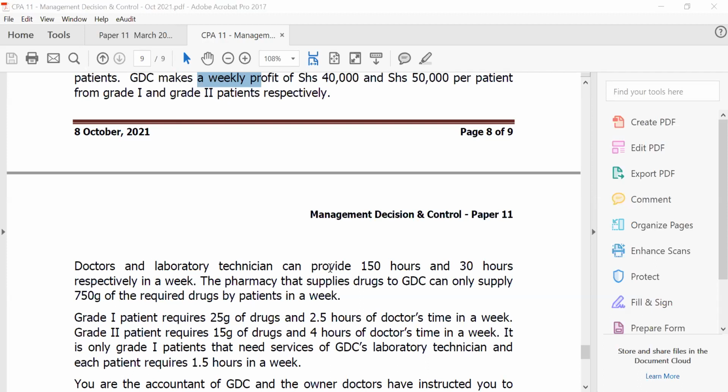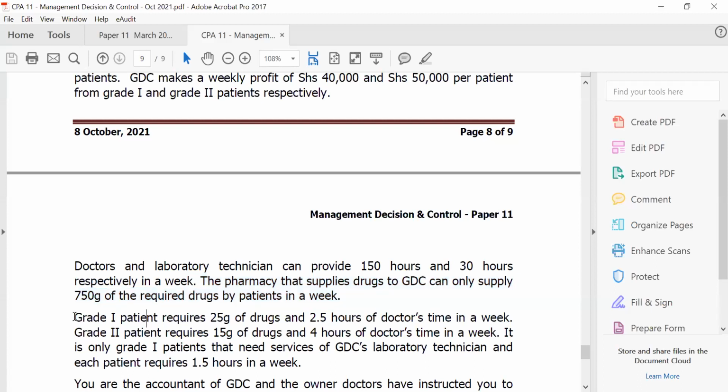So they proceed to tell us that doctors and laboratory technicians can provide 150 hours and 30 respectively within the week. The pharmacy that supplies drugs to GDC can only supply 750 grams of the required drugs in a week. So you can see this is also a constraint in its own. They can only supply 750. So no matter the demand, this is one of the other constraints that we have.